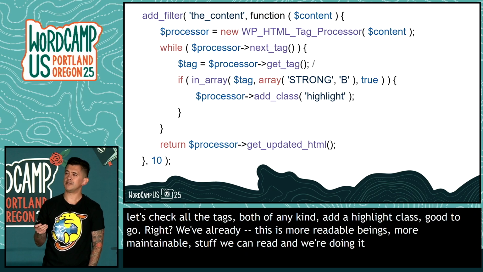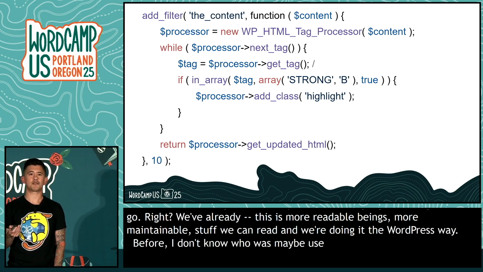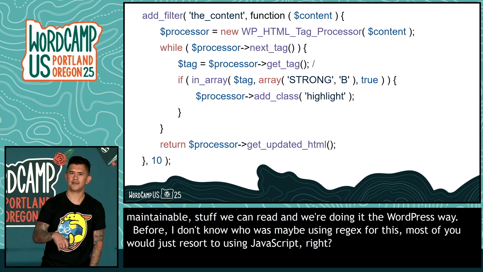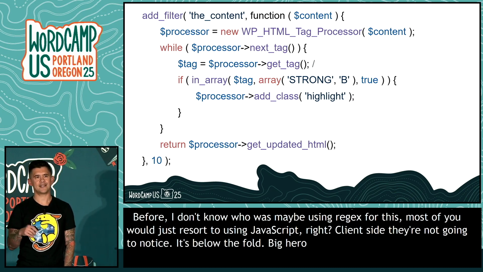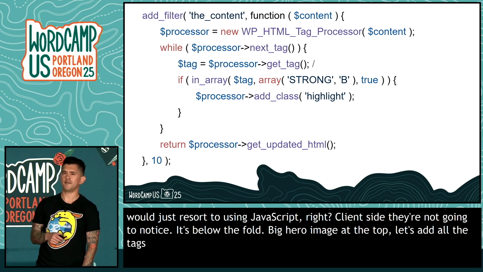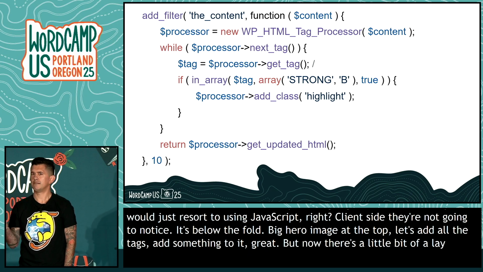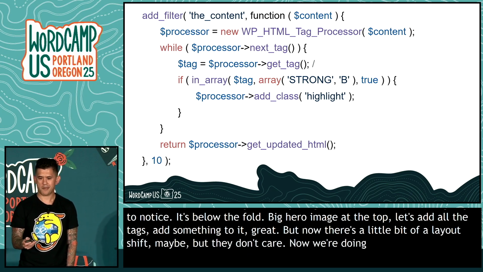Before, I don't know who was maybe using regex to do this, most of you would probably resort to just using JavaScript, right? Client side, they're not going to notice. You have it below the fold, big hero image up top. Let's just use JS, get all the tags, add something to it. Great. But now there's a little bit of a layout shift maybe. They didn't notice, but you don't care. But now we're doing it server side. Just taking care of it right off the bat.